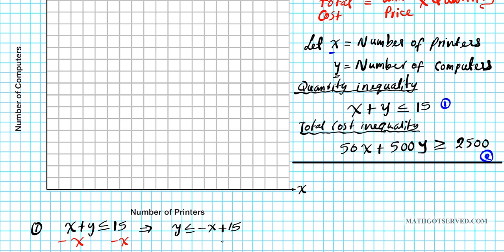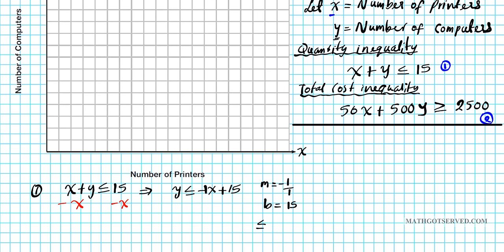In order to graph this, we need the slope, the y-intercept, and the shading pattern. For this one, there is a 1 here, so m, the slope, is going to be -1/1. Where do we start from? You start from 15. Since we have less than or equal to, it's going to be solid, and we're going to shade down. Less than or equal to means solid, shade down. Greater than or equal to means solid, shade up. These are the pieces of information we're going to use to graph our line.